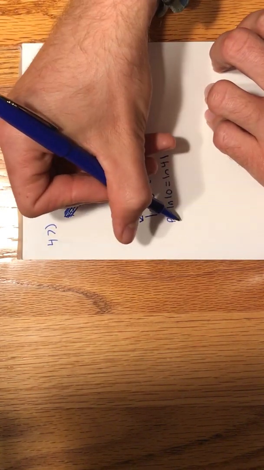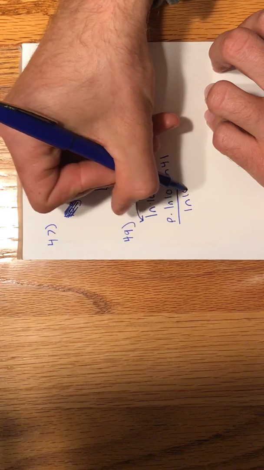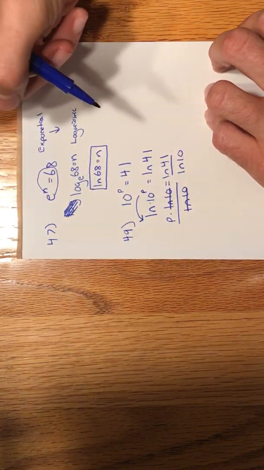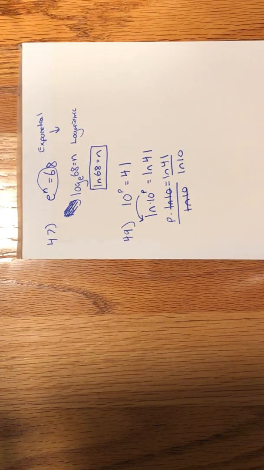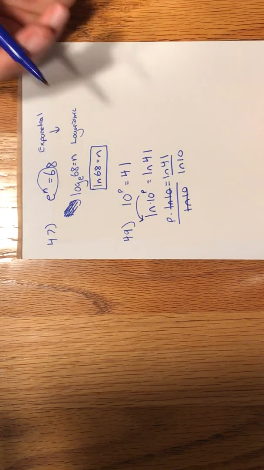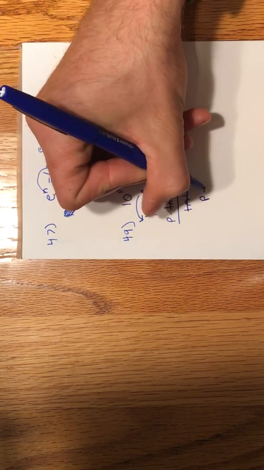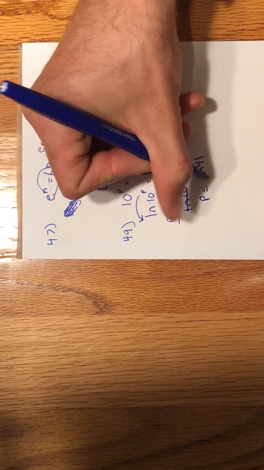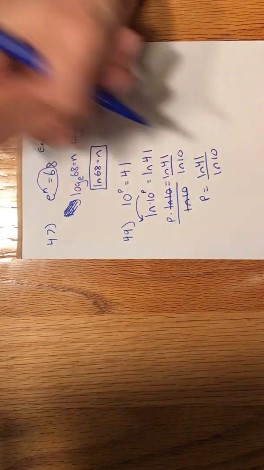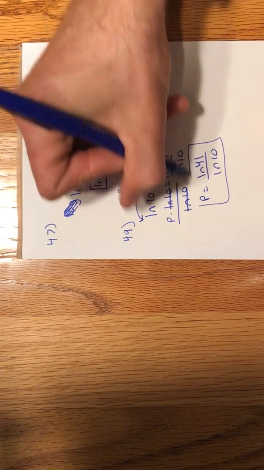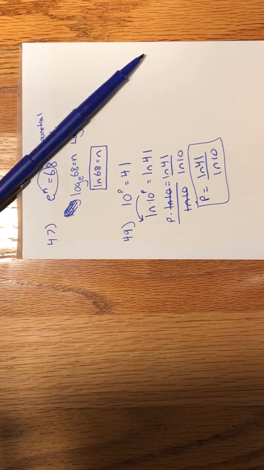And then to get p by itself, I'm going to go ahead and rewrite the natural log of 10 on the bottom of the right side, moving it from the top of the left side. So I end up with p equals the natural log of 41 over the natural log of 10. Now, as I'm doing this, I'm thinking, well, I didn't really do what the directions asked me to do. All I did was solve for p using natural logs.